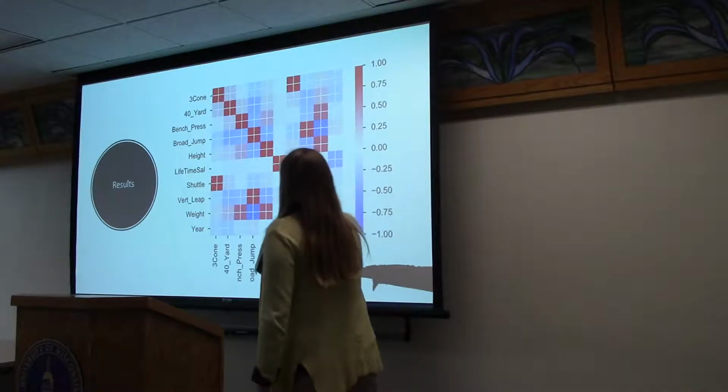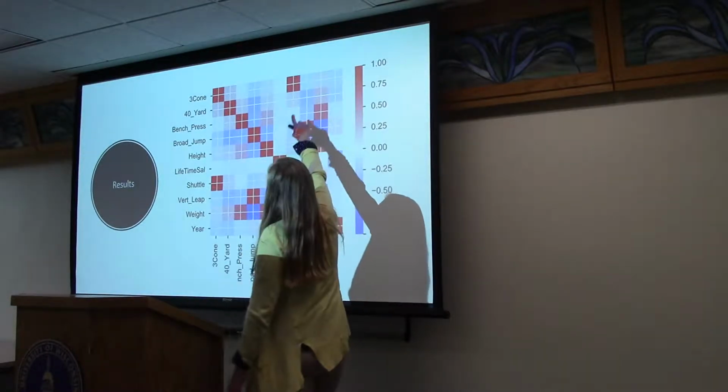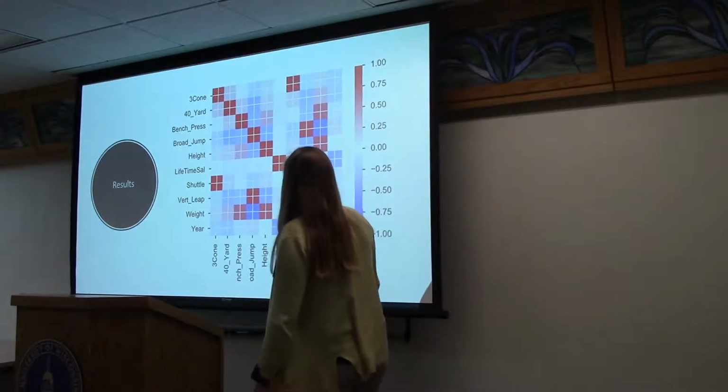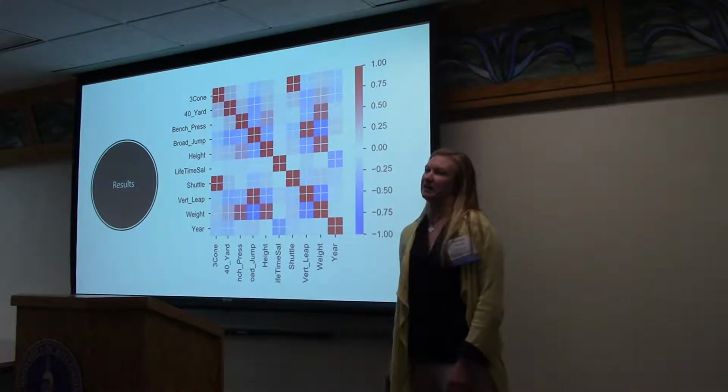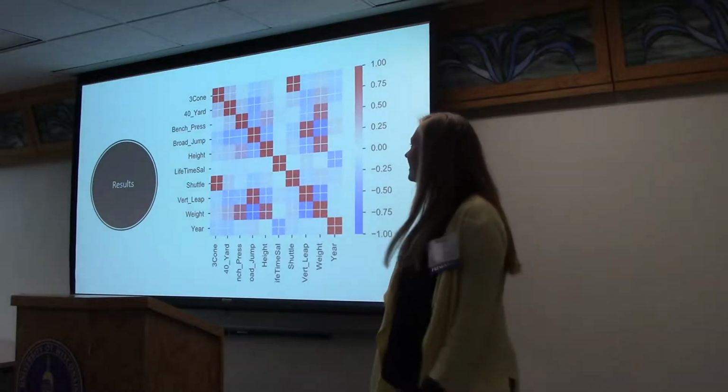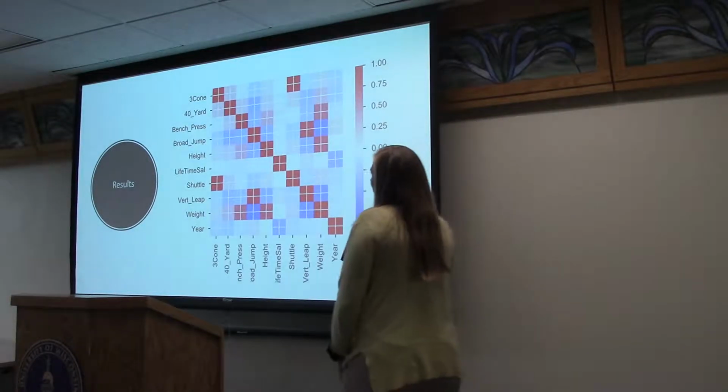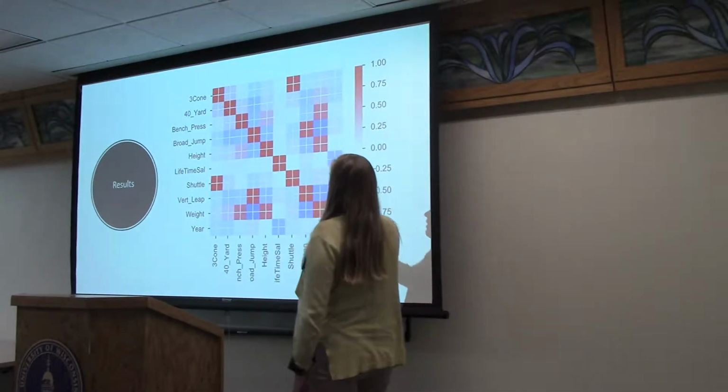Some interesting ones to look at are the three-cone and the shuttle are highly correlated together. And then you also have weight and vertical leap are highly negatively correlated. But the one I cared about was lifetime salary, so that is in the middle.